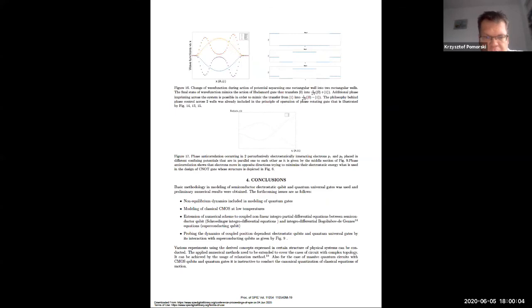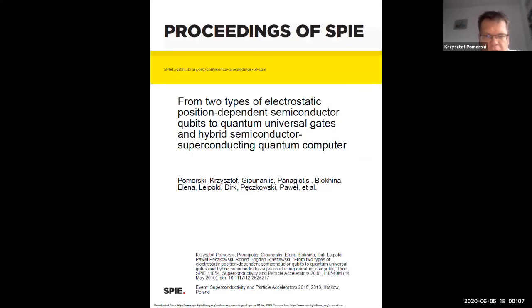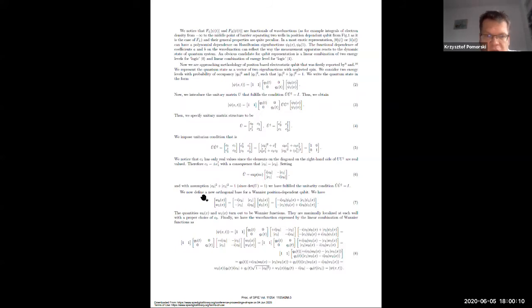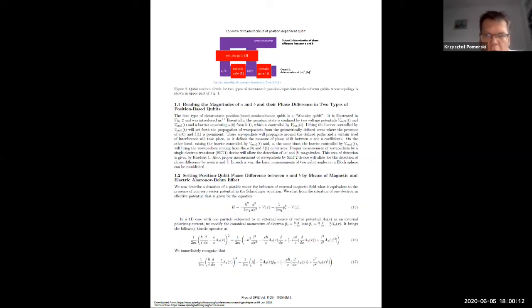This paper describes the Schrödinger approach, the usage of the Schrödinger equation for modeling semiconductor position-based qubits. There is a lot of work from 2004 by Fujisawa and Petta on those subjects. So the topic is not that deeply new, but there is definitely new technology coming right now, and that is nice.